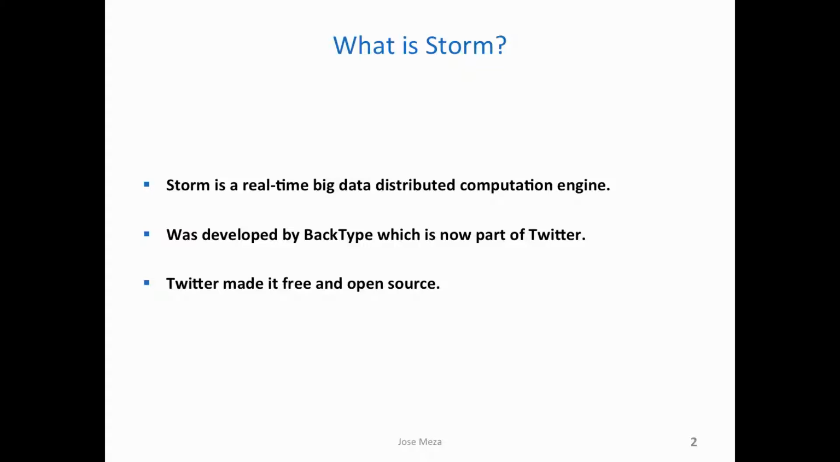So what is Storm? Storm is a real-time, distributed data processing computation engine. It was first developed by BackType, which was later bought out by Twitter. Shortly after coming onto Twitter, it became a free and open source project, which can now be found on stormproject.net.